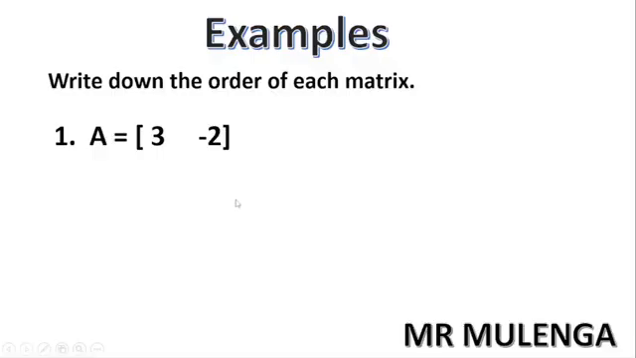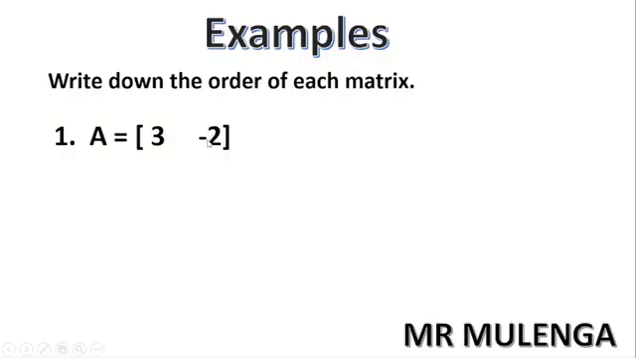We have our first example here. Write down the order of each matrix. Number 1, we have matrix A equal to 3 and negative 2. First of all, before we state the order of this matrix, we must know that when we are stating the order of the matrix, we start with the number of rows followed by the number of columns. This matrix is written in this manner, and it has just one row, as you can see: 3 and negative 2.